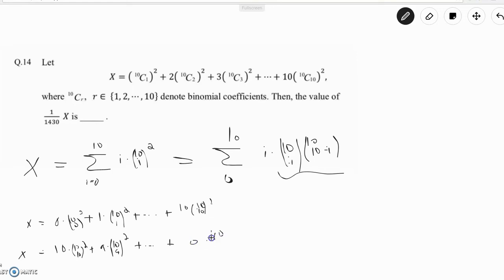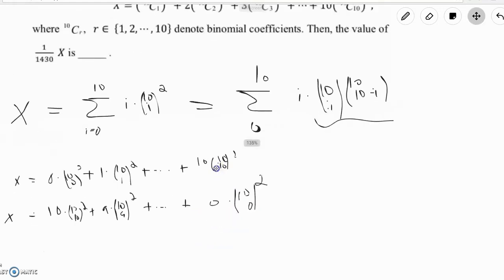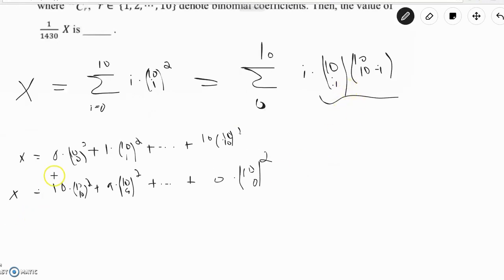And what's special about this is because, as we established earlier, 10 choose i is equal to 10 choose 10 minus i. So that means 10 choose 0 squared is equal to 10 choose 10 squared, 10 choose 1 squared is equal to 10 choose 9 squared, and so on. So we can just add these two together, because we can combine these like terms. So we have 2x is equal to, we can factor out a 10 because we have i plus 10 minus i, and we have 10 choose 0 squared plus 10 choose 1 squared plus all the way until 10 choose 10 squared.